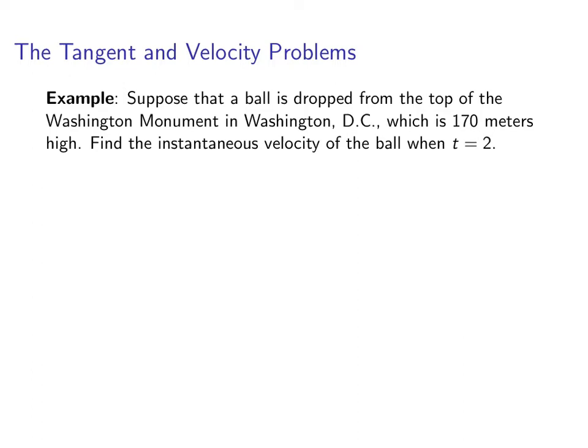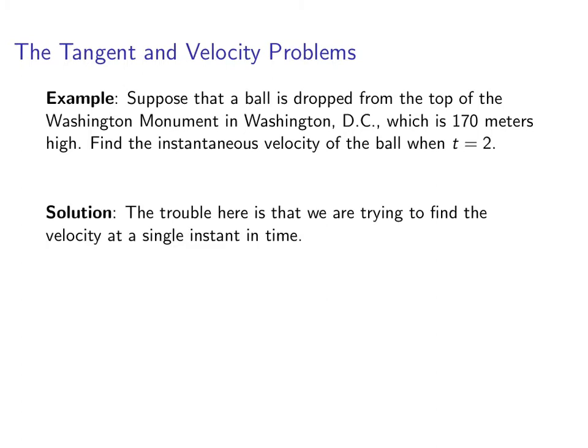Hello, calculus fans. Let's now suppose that a ball is dropped from the top of the Washington Monument in Washington, D.C. That's 170 meters high. We're going to find the instantaneous velocity of the ball when t is equal to 2. This is not the average velocity, which we had computed last time, so this is slightly different.